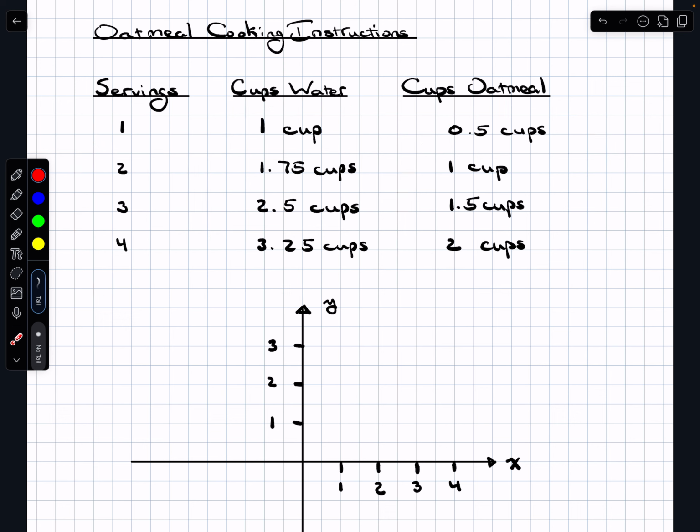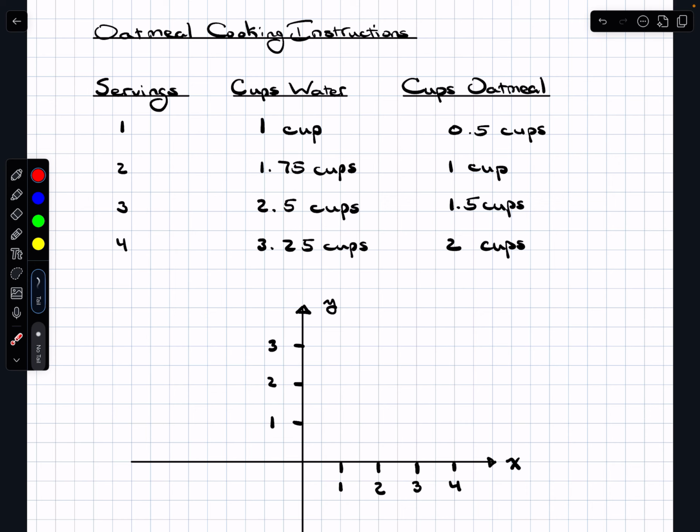The thing that bothers me is, what if I was a little bit hungrier than 1 cup, but I didn't want quite 1.5 cups of oatmeal, or if I wanted just a little bit more than half a cup, but not quite 1 cup, how do you figure out how much water to add? Well, we can look at the relationship between the number of cups of water that we're going to use and how many cups of oatmeal we're going to use.